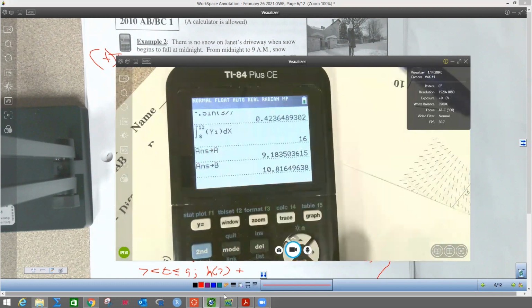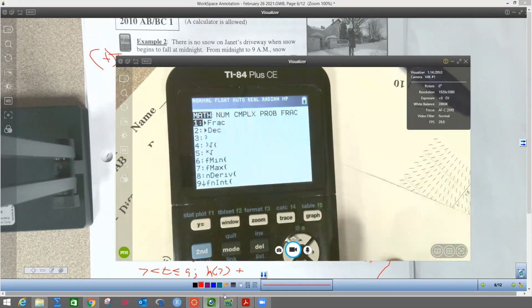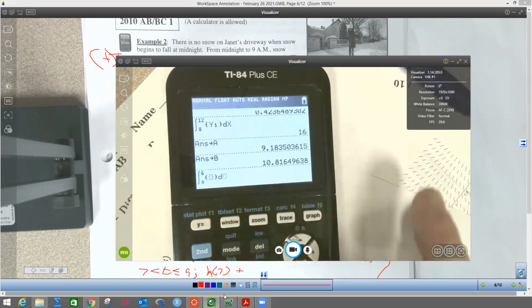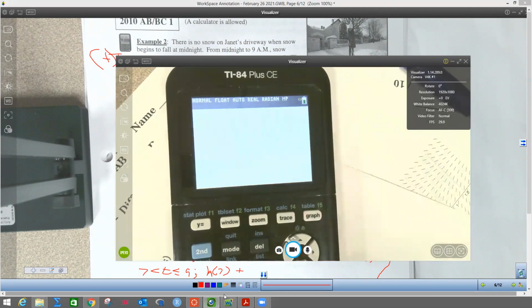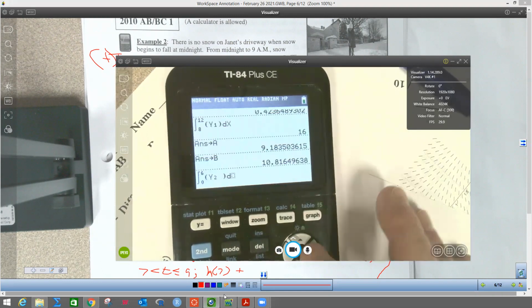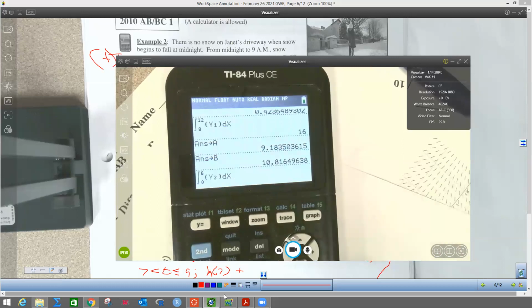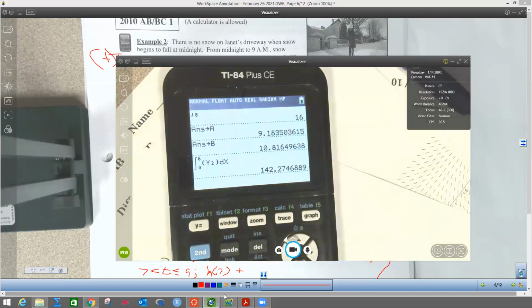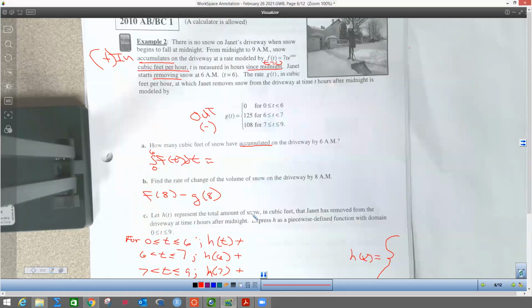Now that's in y2, so I'm going to hit math 9. And I'm doing from midnight, which was 0, to 6 a.m. And I'm doing y bars 1, but now I got to hit 2 for y2 dx. So this is the snow coming down. So from midnight to 6 a.m. we had, holy smokes, it's a lot of snow. I got to go back and look at the problem, but oh, this is on our whole driveway. That makes me feel better.